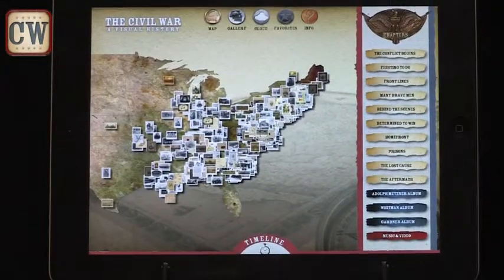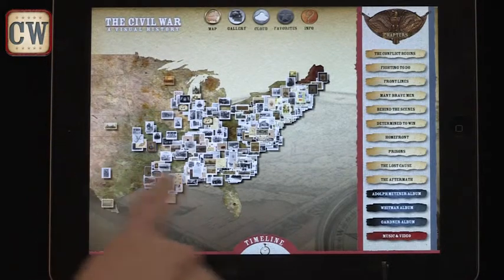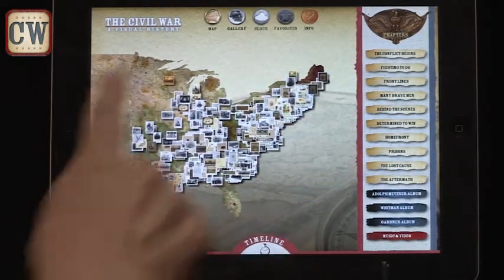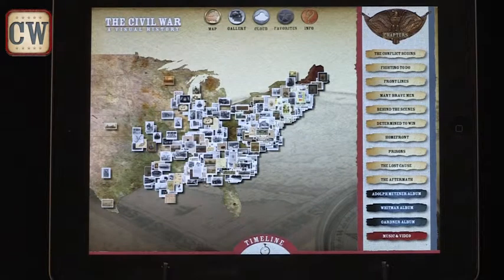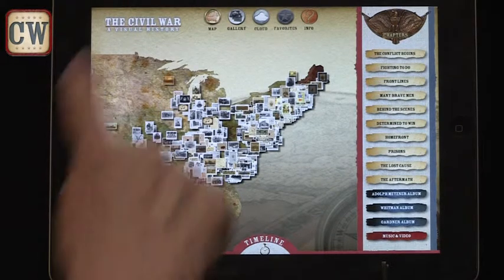This app is called the Civil War of Visual History, and again, this is set up a little bit differently. You'll notice that you have a map of the United States, the eastern part where different wars were, and you can click on the different icons there to see what comes up. But there's an awful lot here.